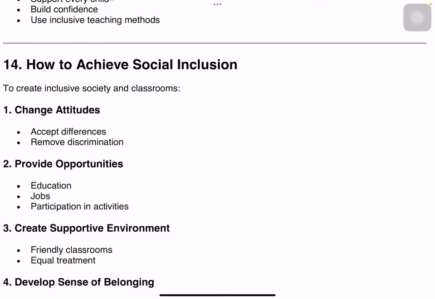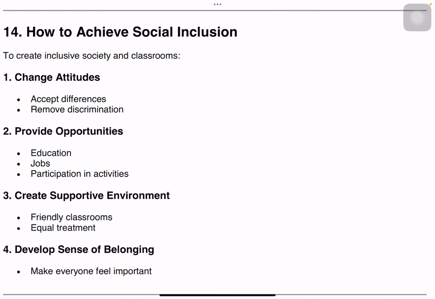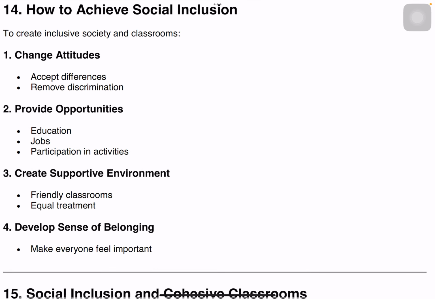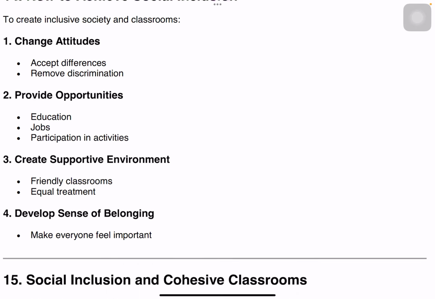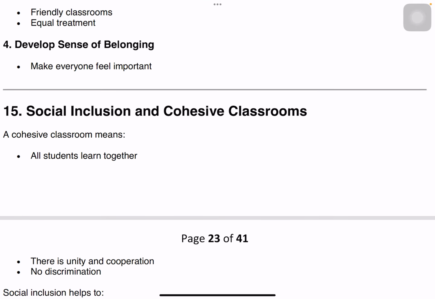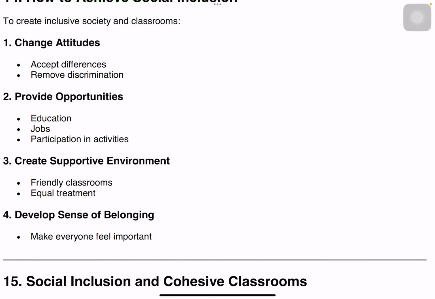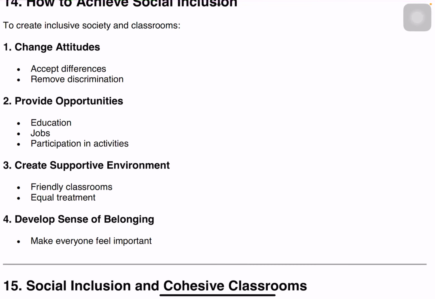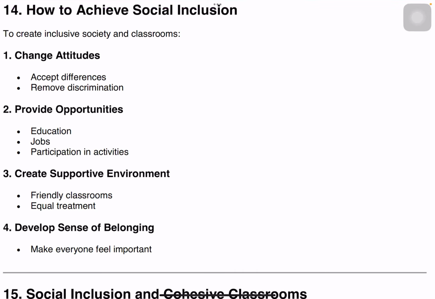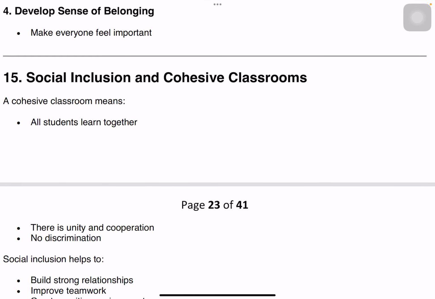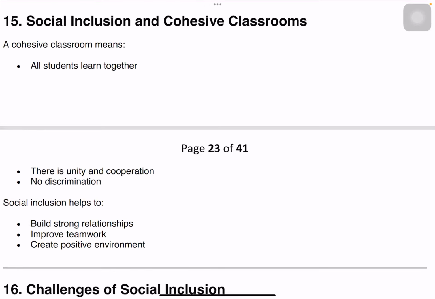How to achieve social inclusion? To create an inclusive society and classrooms: number one, change attitudes. Accept differences, remove discrimination. Number two, provide opportunities: education, jobs, participation in activities. Number three, create a supportive environment: friendly classrooms, equal treatment. Number four, develop a sense of belonging. Make everyone feel important.